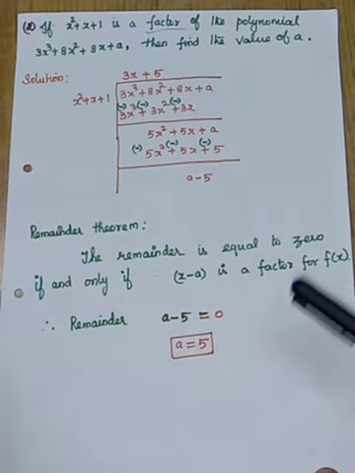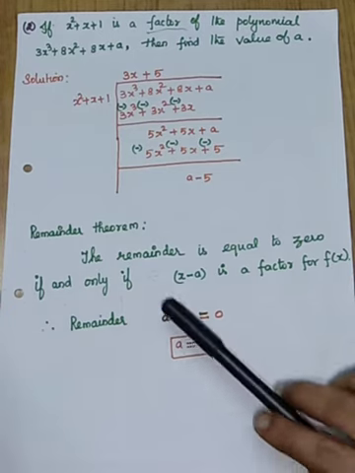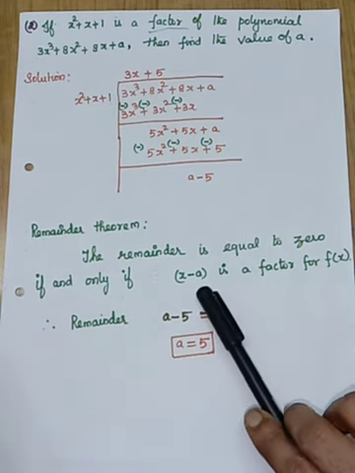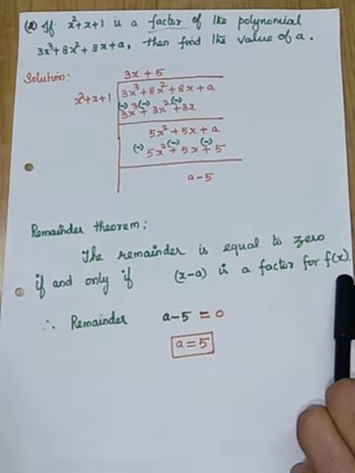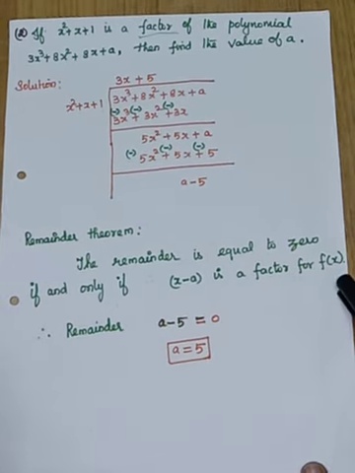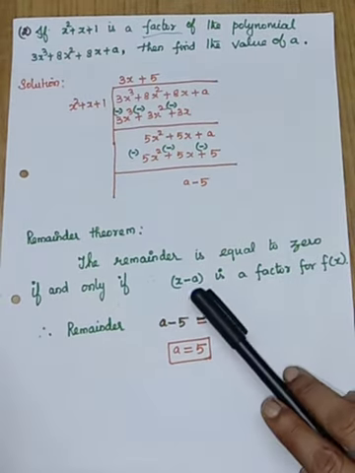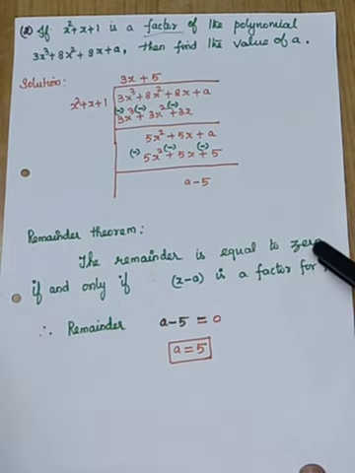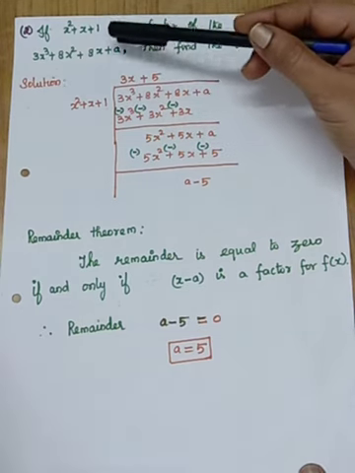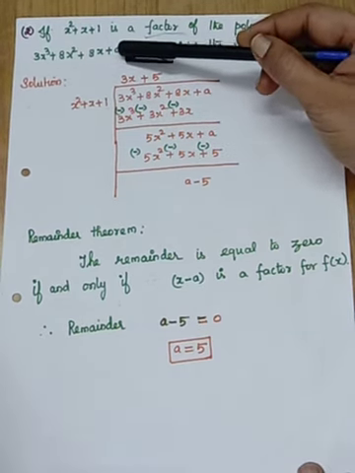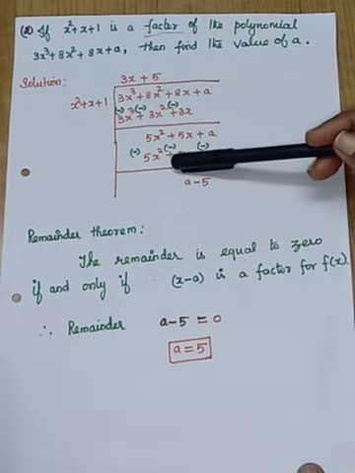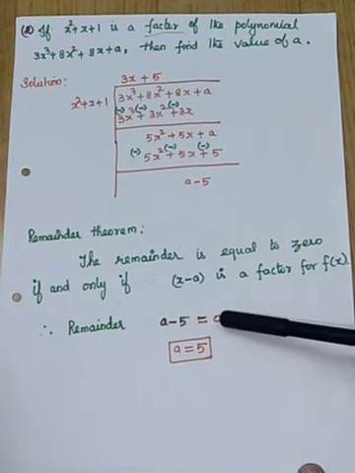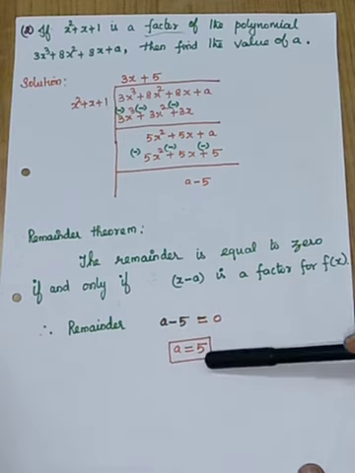You know very well about the remainder theorem. The remainder is equal to 0 if and only if x minus a is a factor of f of x, where f of x is a polynomial. Here, this is the factor of this polynomial, so according to the remainder theorem, the remainder should be equal to 0. Therefore, a minus 5 is equal to 0, so you get a is equal to 5.